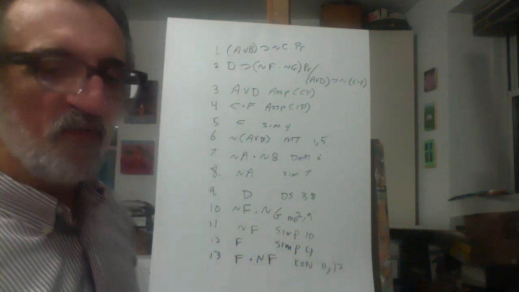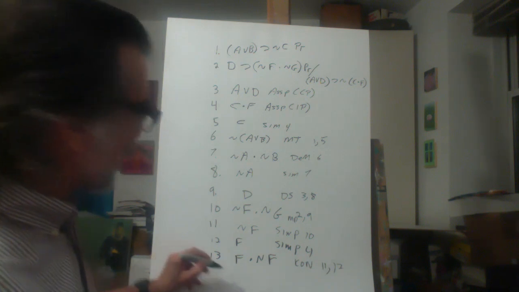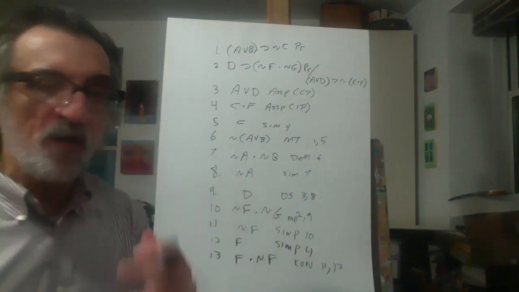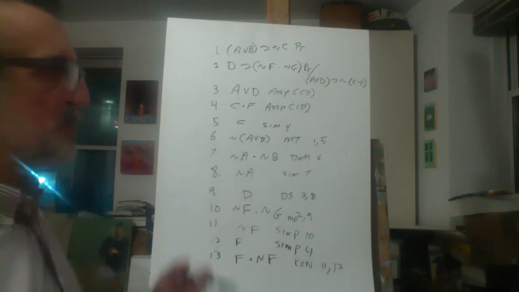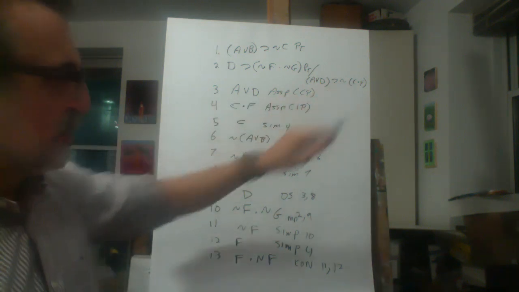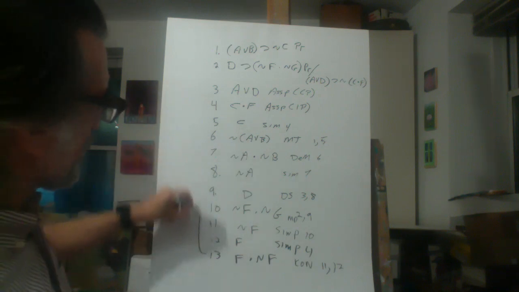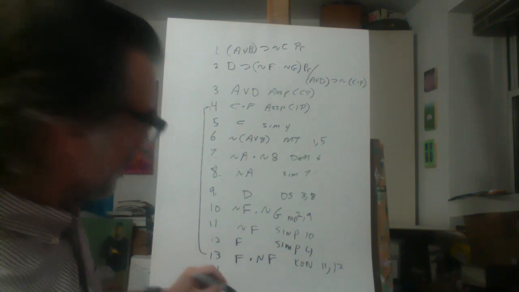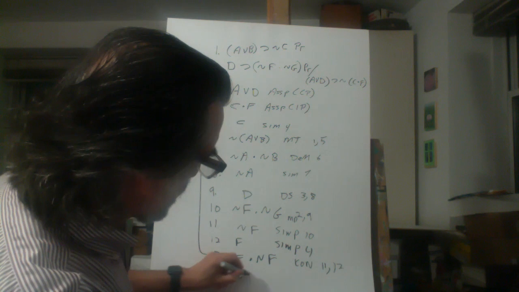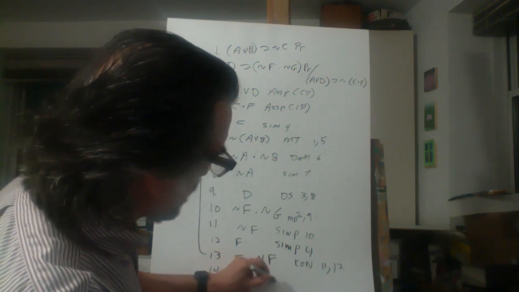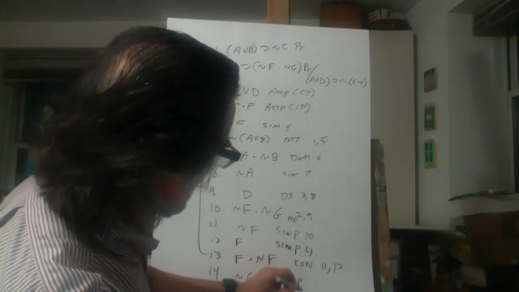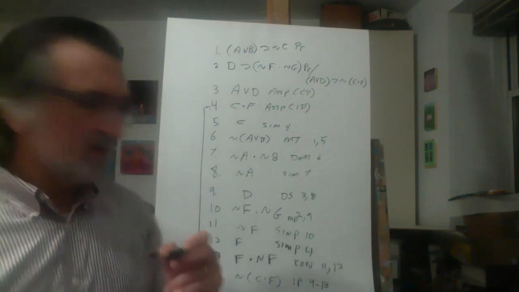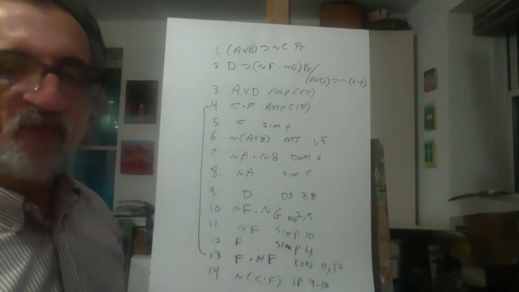The conjunction of 11 and 12 gives us F and not F. That's a contradiction. We can go no further. What got us into all this trouble? Well, you know what it was. It was hypothesizing the negation of that conclusion up here. So the indirect proof brings us to the negation of C and F.